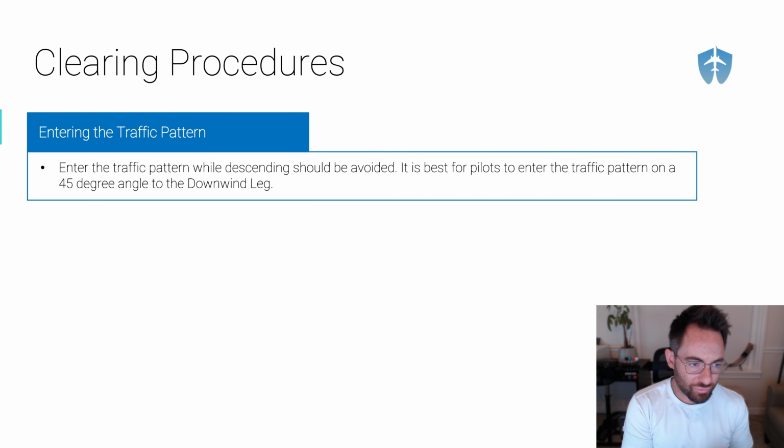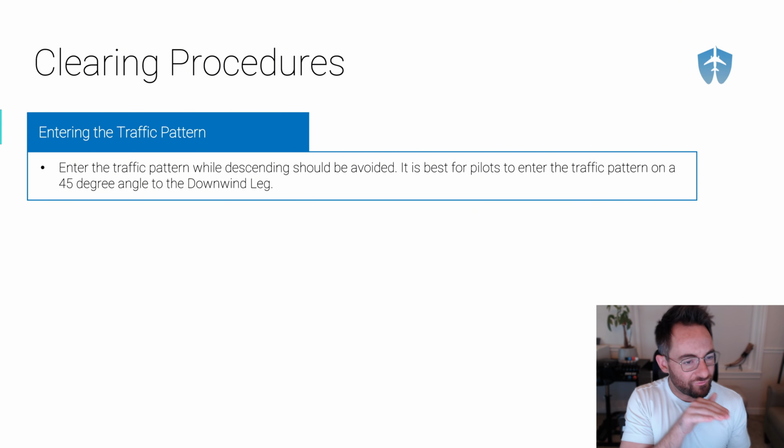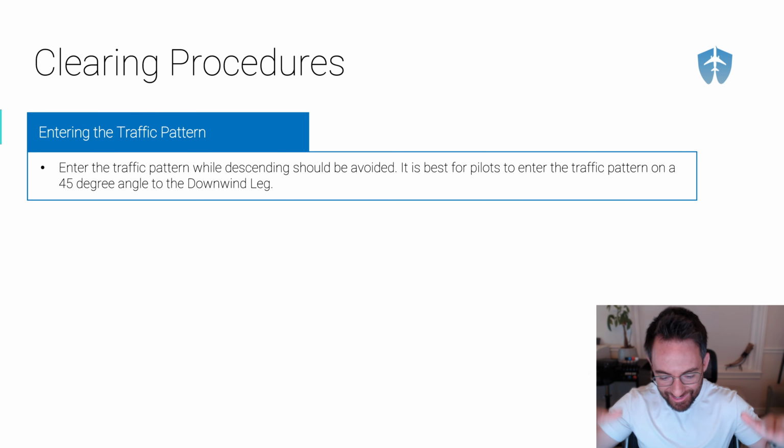You should be at the proper traffic pattern altitude a few miles before you get to the airport, 3 to 5 miles or whatever. It depends on how fast your aircraft is. But make sure that you're down at the correct altitude before you're entering this traffic pattern, so that you're not descending into other aircraft that are already there.